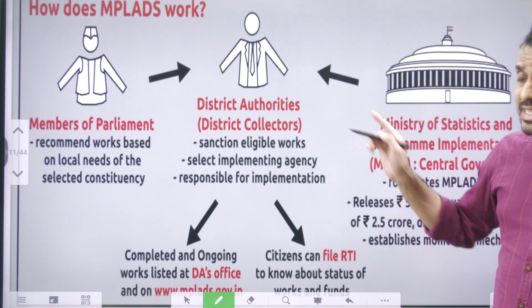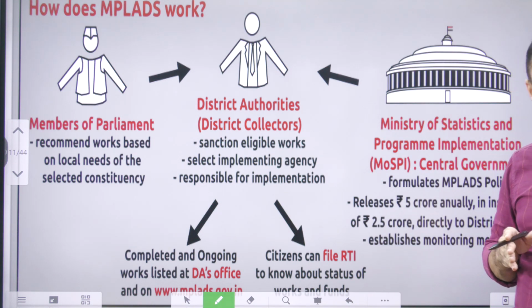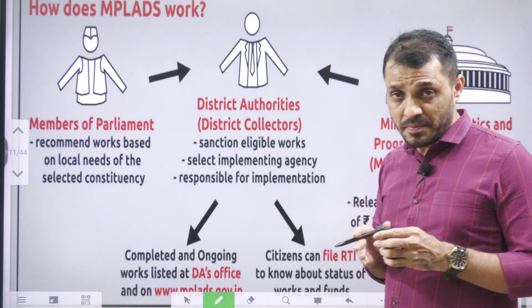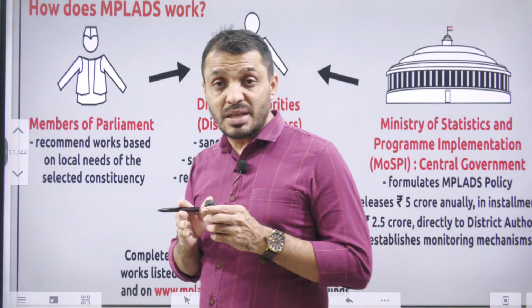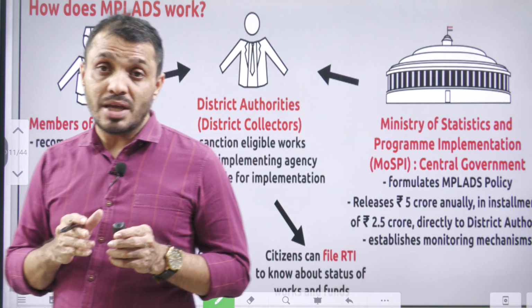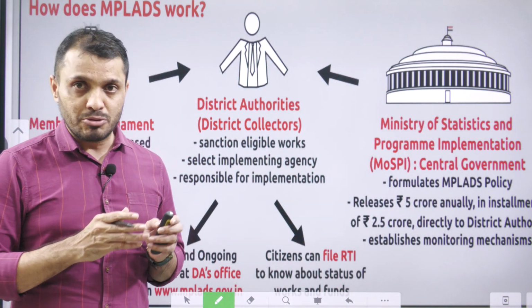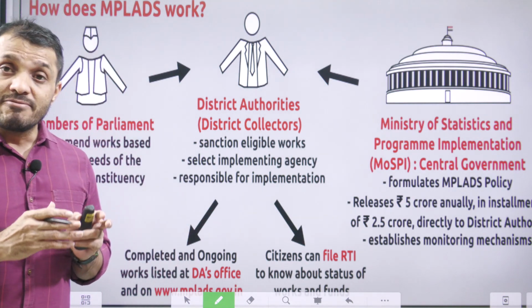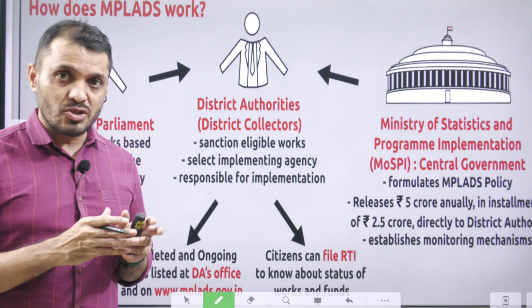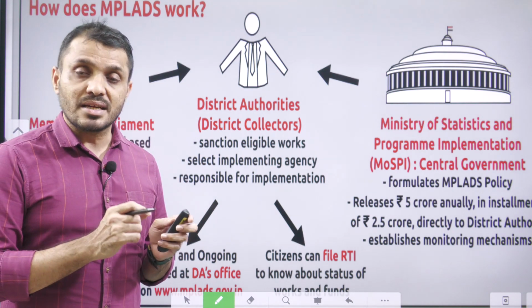Third one is recently Government of India issued rules regarding the MPLADS scheme, and the interest generated from the MPLADS will be deposited into the Consolidated Fund of India according to these rules. Tell me students, which article of the Indian Constitution deals with the Consolidated Fund of India? Put your answer in the comment section.